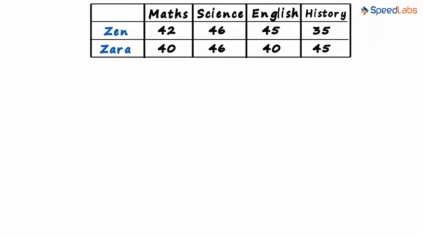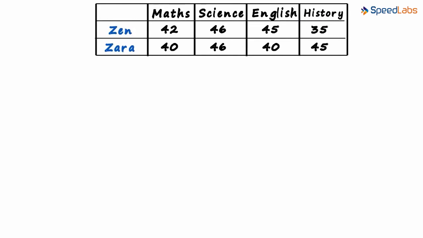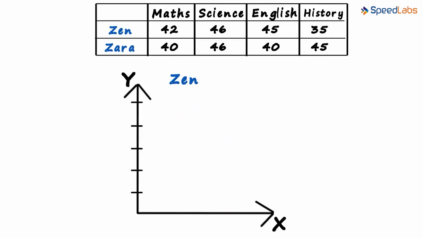So to compare the performance of Zen and Zara, let us draw 2 separate bar graphs to represent their marks. We start off with Zen's bar graph. First, we draw the x and the y axis. Remember, you need to draw this on an actual graph paper. Once we draw the axes, we label them.